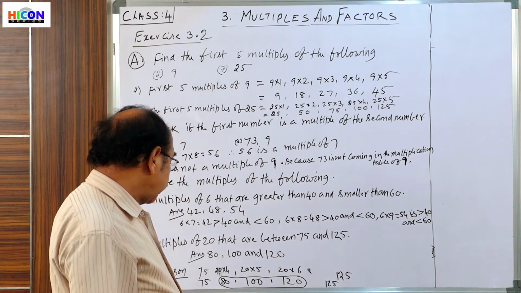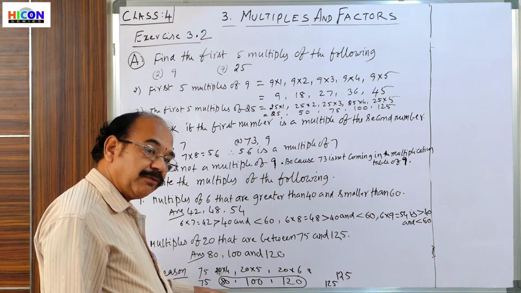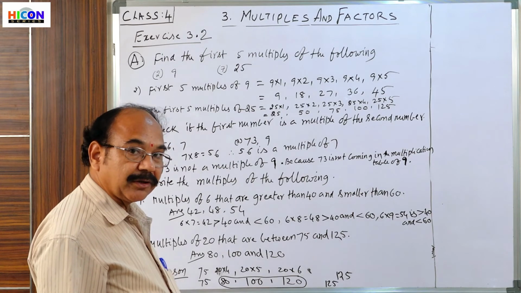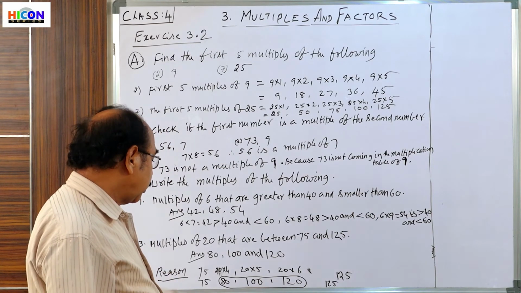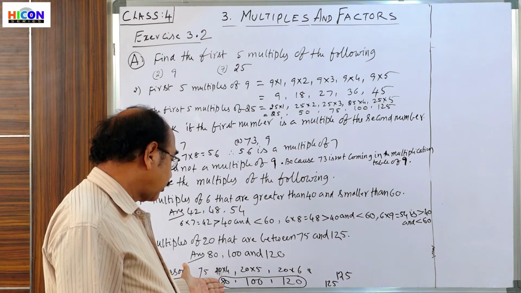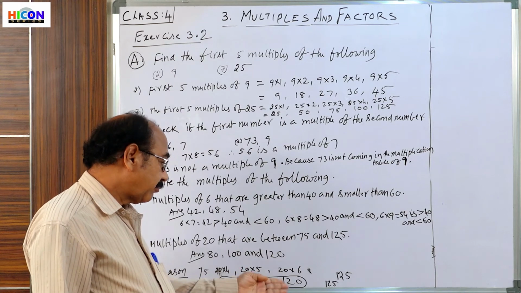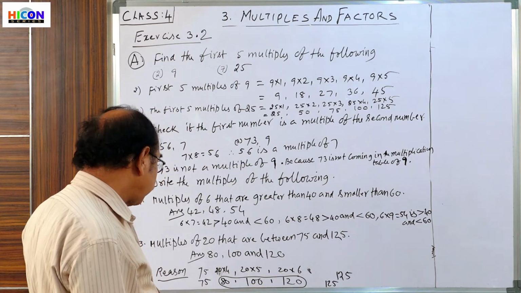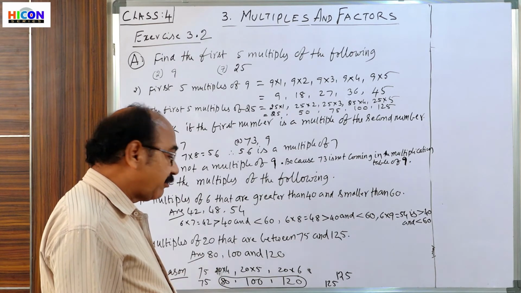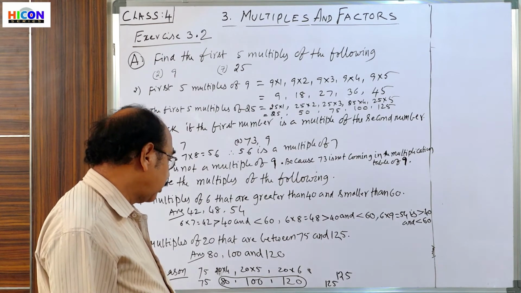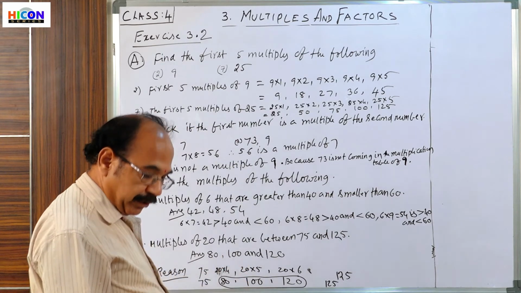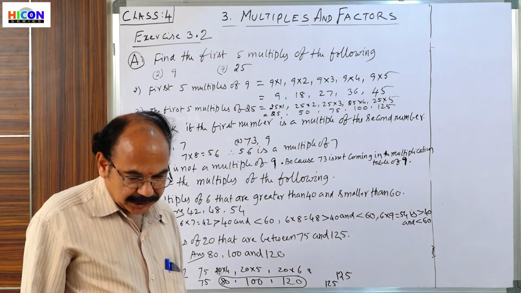80 is a multiple of 20. 100 is a multiple of 20. 120 is a multiple of 20. These are the multiples of 20. Why? Because in reading the 20 table, you are getting 80. You are getting 100. You are getting 120. That's why these are the multiples of 20. And they are in between 75 and 125. Okay, children, that's why we write the answer as 80, 100 and 120. Right, children? We can go to the next section.